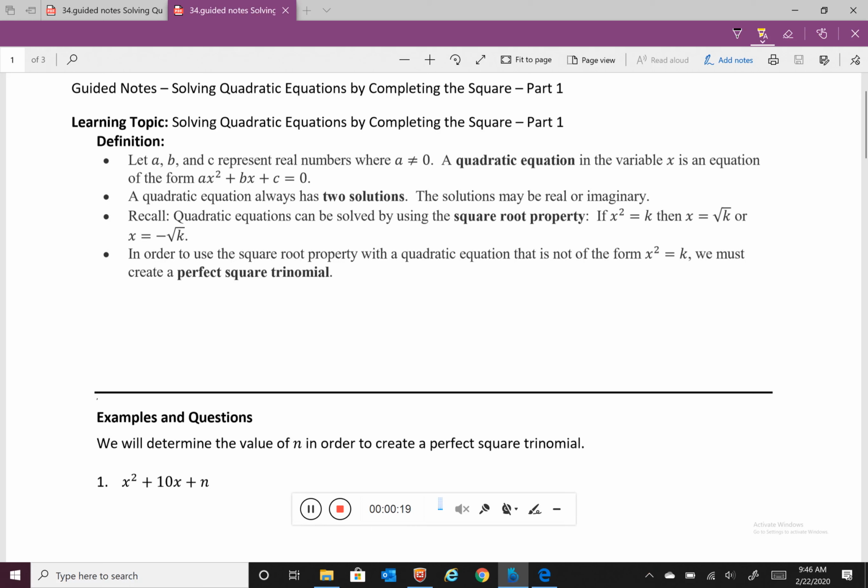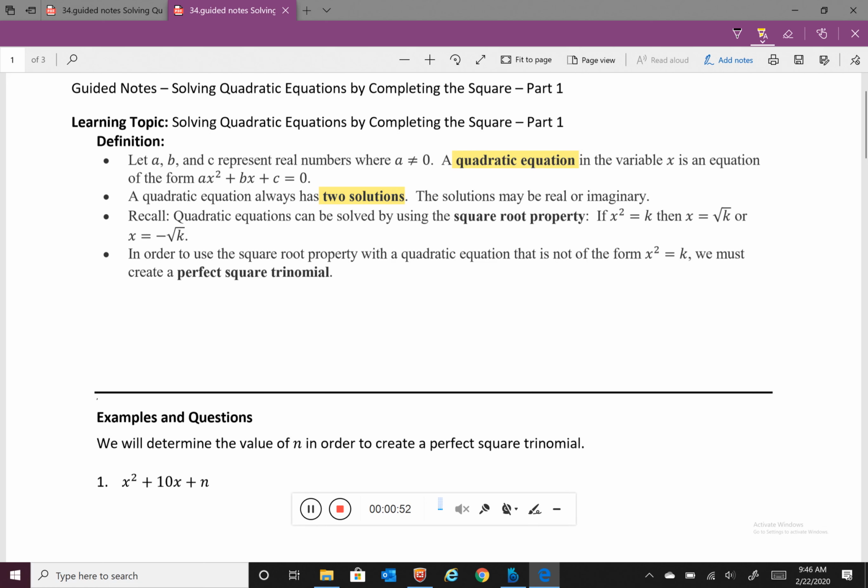So reminder, let A, B, and C represent real numbers where A is not equal to 0. So a quadratic equation in the variable of x is an equation of the form a times x squared plus b times x plus c, and this is set equal to 0. And because the degree of this equation is 2, a quadratic equation will always have two solutions, but those solutions may be real or imaginary.